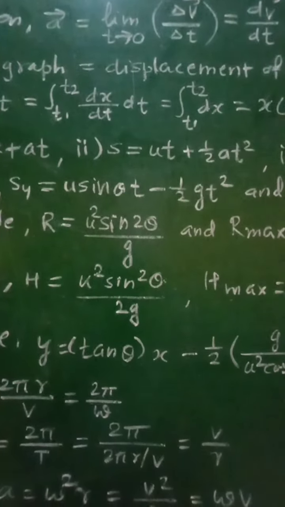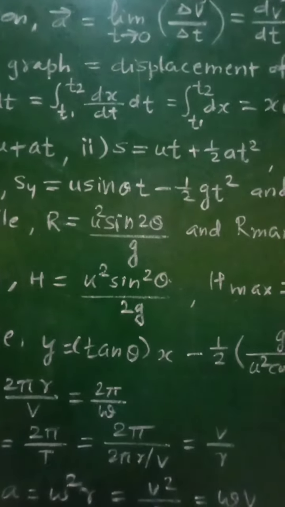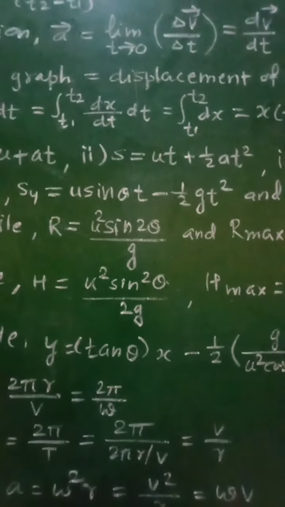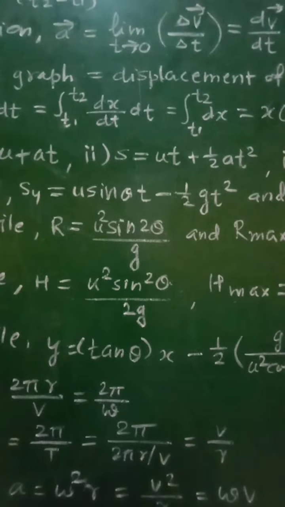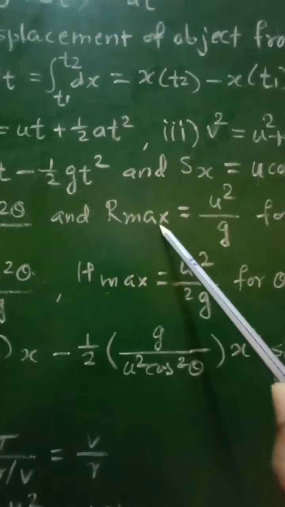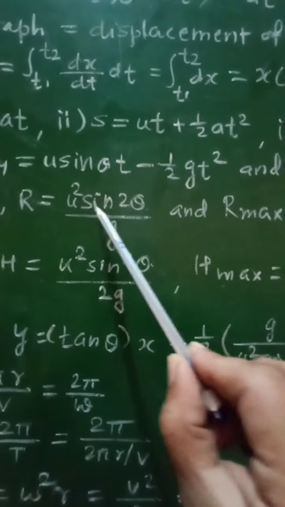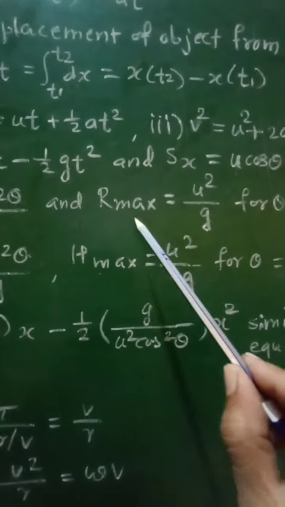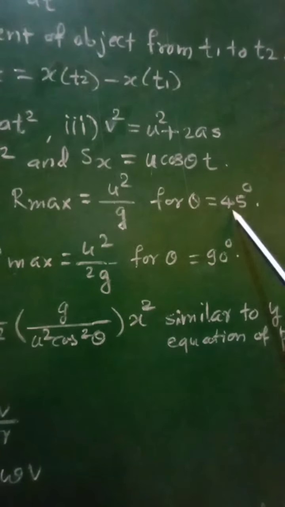That means for 90 degree, sine 2 theta will be equal to 1, and therefore if 2 theta is equal to 90 degree, then theta will be equal to 45 degree, and therefore R max will be equal to u square by g, because this sine 2 theta is equal to 1, and therefore R max equal to u square by g for theta is equal to 45 degree.